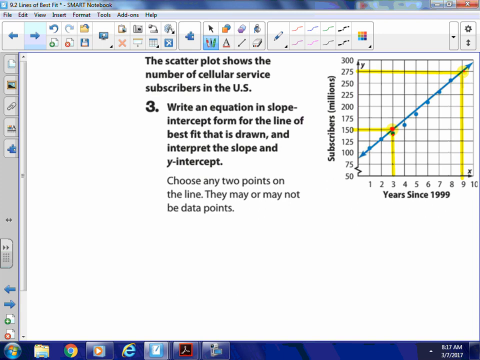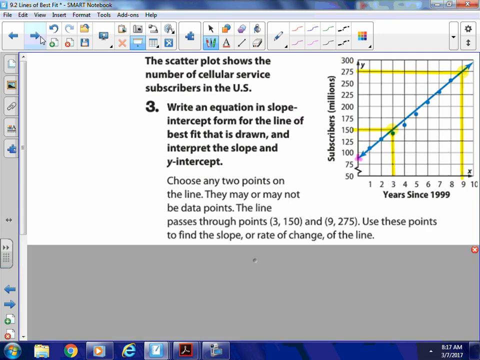I'm using that one. So what are my values? I've got 9 paired with 275, and I've got 3 paired with 150. Those are my ordered pairs. And now I can use my slope formula to get those points. Those are the numbers I told you, and I'll use those to find slope. Remember the formula for slope?